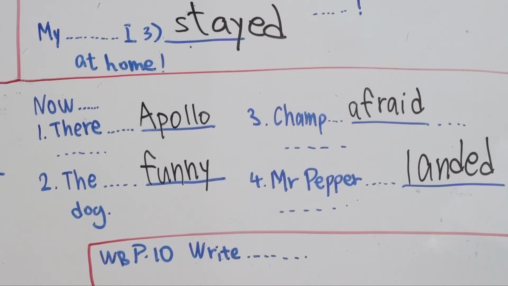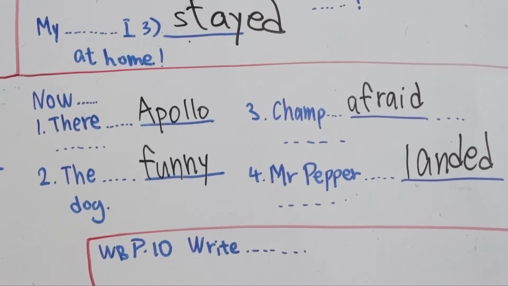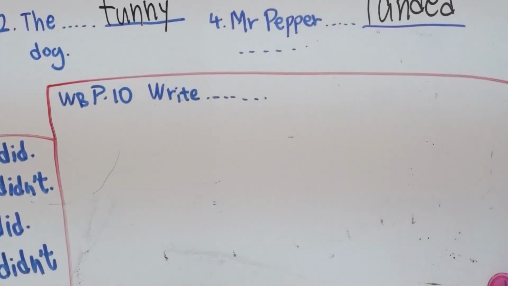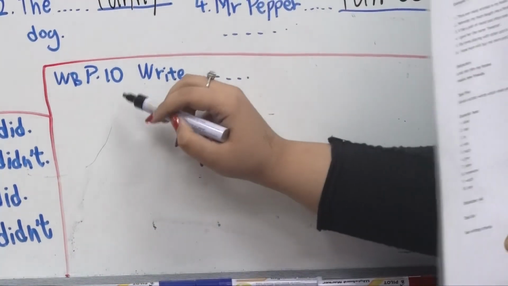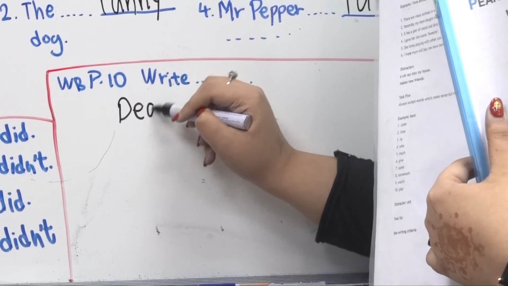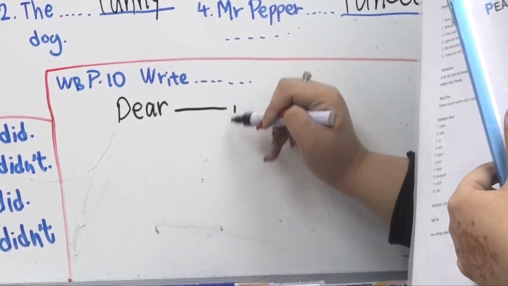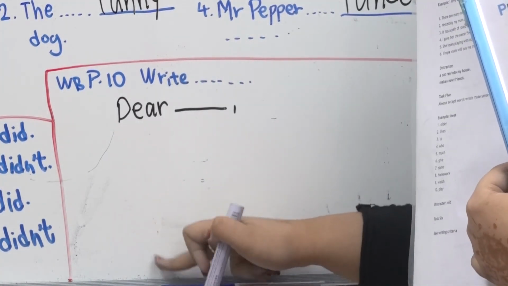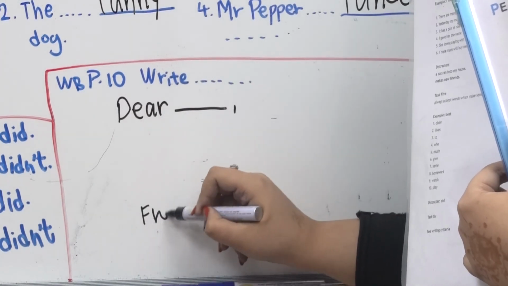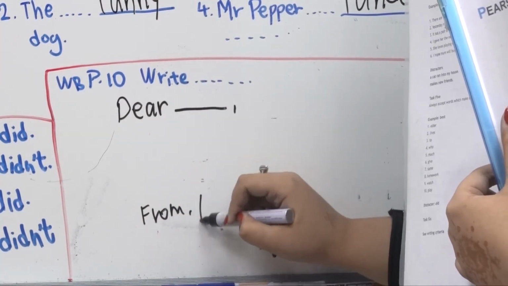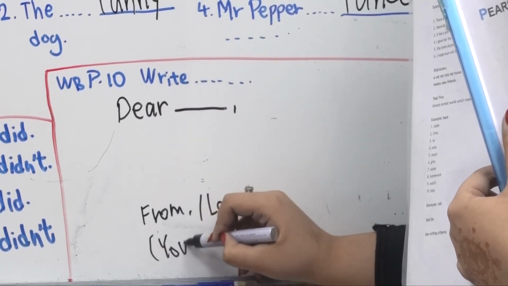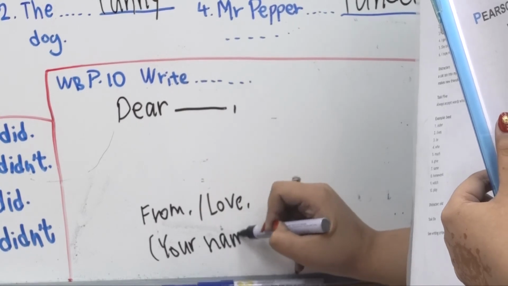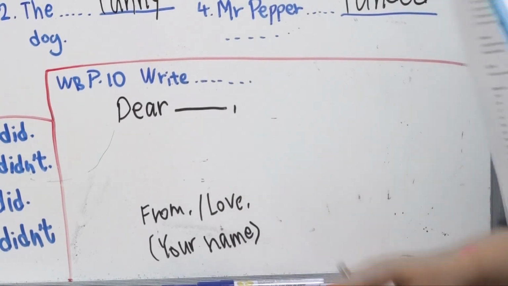Alright, page 10. Let's discuss our homework today. It says, write a letter to your friend about your summer holiday. So how do you write a letter? You would say, dear, your friend's name, and then you might write from or love, and then your name. Right, so this is the format.